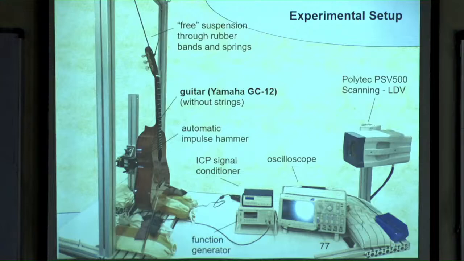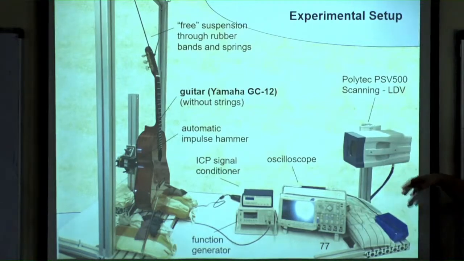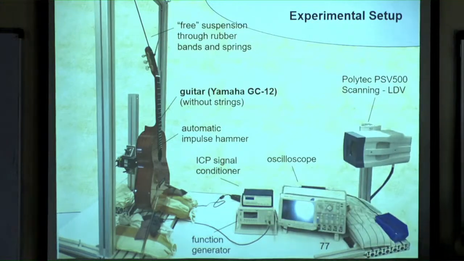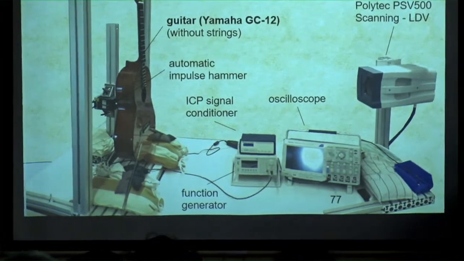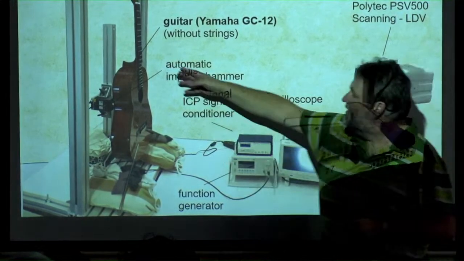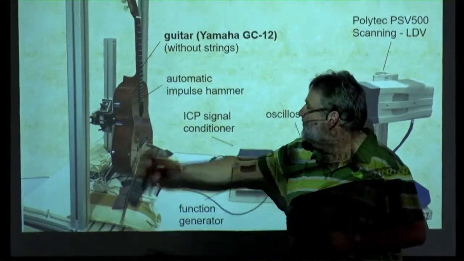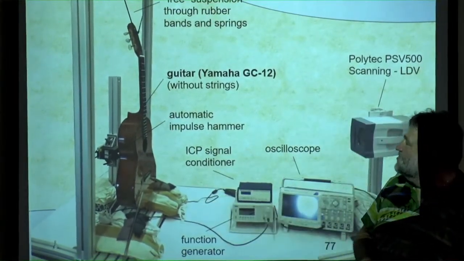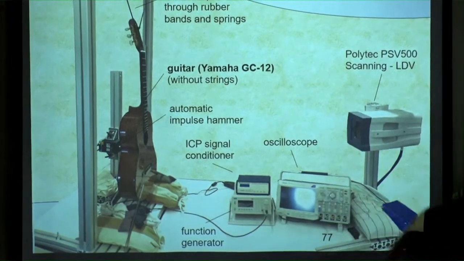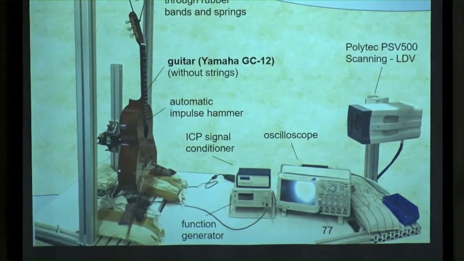Then we try to make some experimental setup. So this is a nice scanning laser Doppler vibrometer, an expensive device. The cost of such a device is about that of 10 new cars, so an expensive thing, but a wonderful measurement device. So you can measure many points at the same time and all the complicated things, wonderful. We have a few of these, fortunately, because we also have a nice cooperation with the company producing these kinds of instruments. Then we place the guitar there, we hang it up here. We remove the strings because they are not necessary for the structural response. We have here an automatic impulse hammer, signal conditioners, oscilloscope, function generators, all kinds of things. And then we try to do measurements.